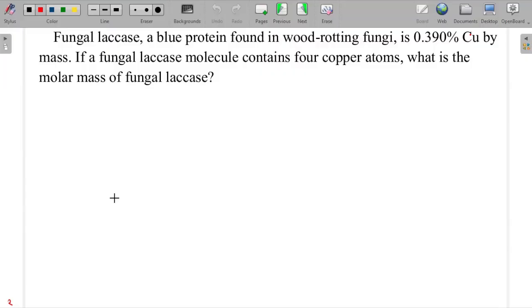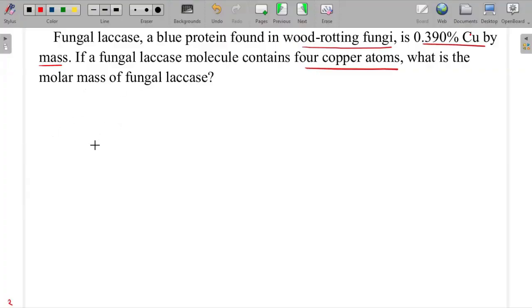All right, welcome to this video. We're going to look at how we can use the percentage composition to find the molar mass of a particular compound. The question here says, fungal laccase, a blue protein found in wood-rotting fungi, is 0.390% copper by mass. You have to understand this statement to be able to answer the question. If a fungal laccase molecule contains 4 copper atoms, what is the molar mass of fungal laccase?